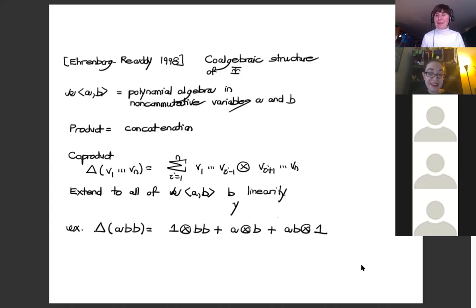Okay, so for example, let's compute the coproduct of ABB. Let's cover up A, so we replace that with a tensor sign. So that's 1 tensor BB. Cover up the first B in the second slot. So that's going to be plus A tensor B, plus cover up the last letter, and that's going to be AB tensor 1. So this is an example of a coproduct. And quite often you replace the tensor sign with a variable. We'll see that soon.